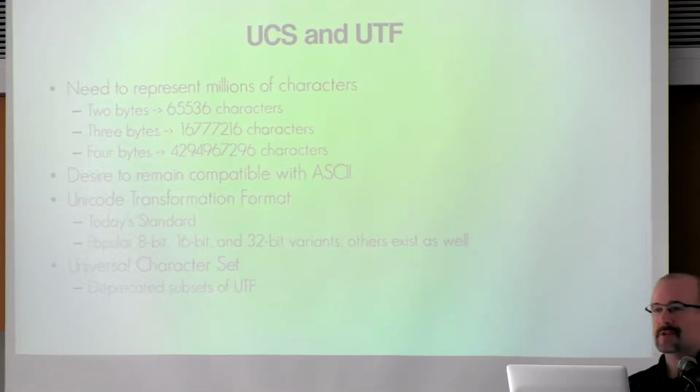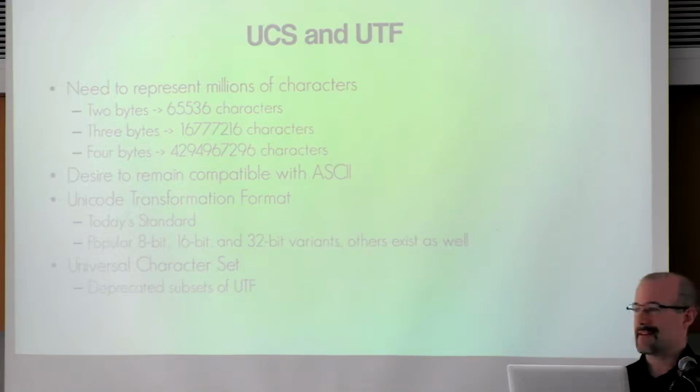Anyway, so the question now is, once you have this table of code points, how do you then represent it as bytes? Everyone talks bytes. So you need to represent millions of characters. If you have 2 bytes alone, you can do 64K characters. 3 bytes, 2 to the 24 characters. 4 bytes, 2 to the power of 32 characters.